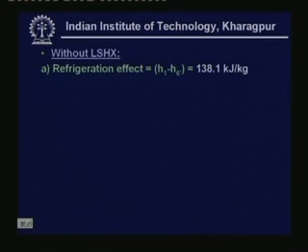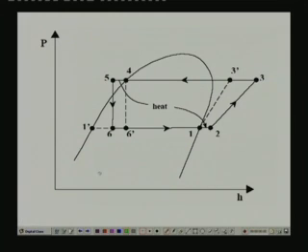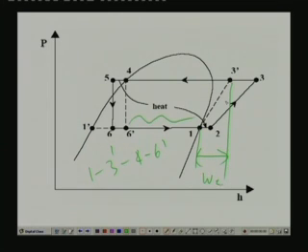So, without the liquid suction heat exchanger, as you know, the cycle I have already told you is 1, 3 dash, 4, 6 dash. So, the refrigeration effect is now H1 minus H6 dash, and the work of compression is H3 dash minus H1.